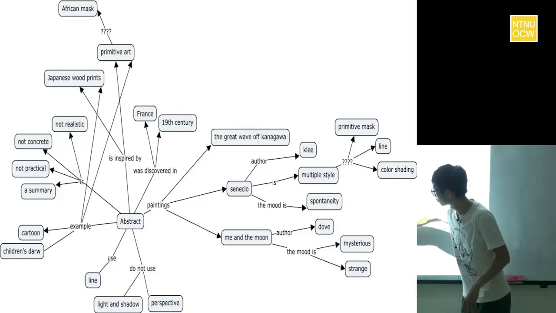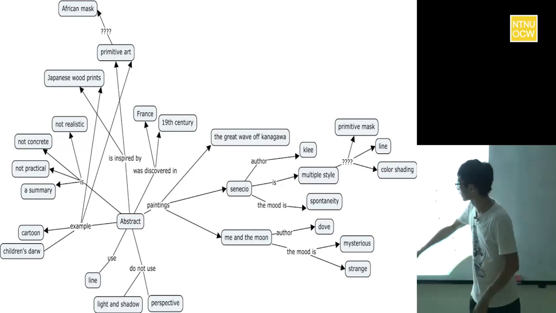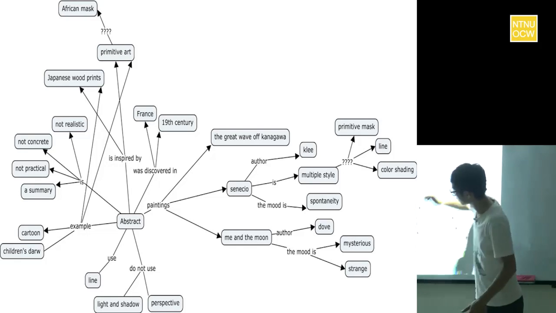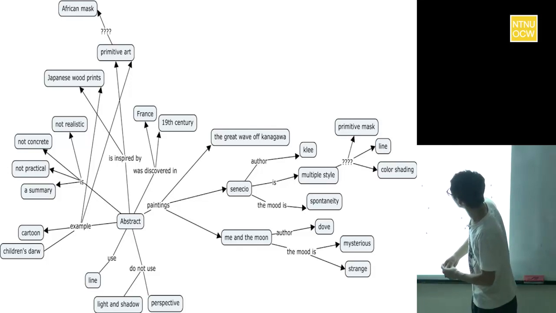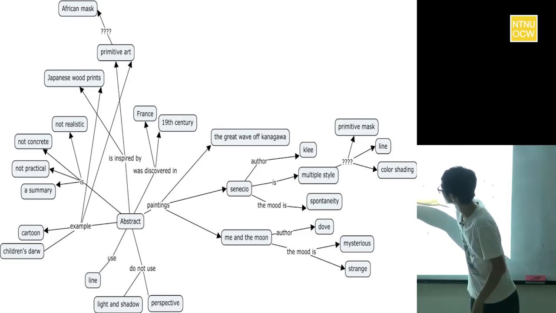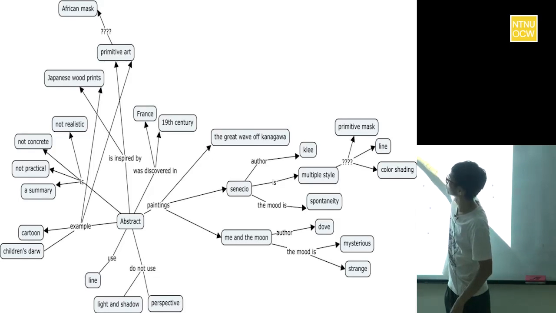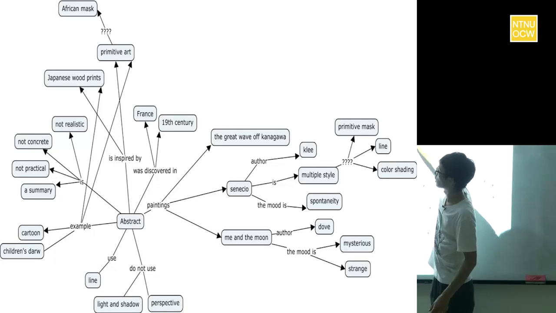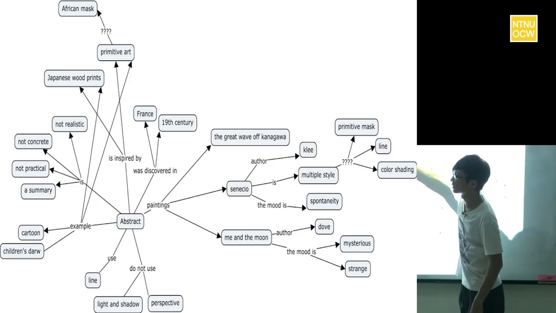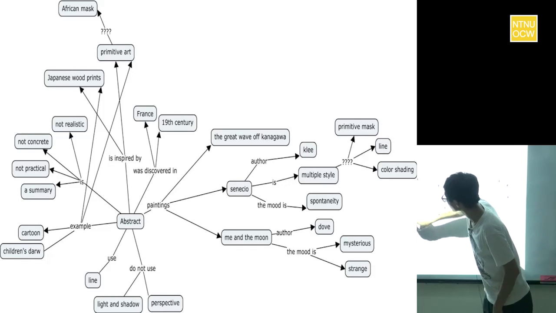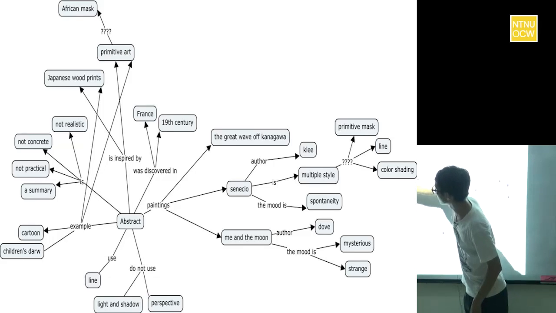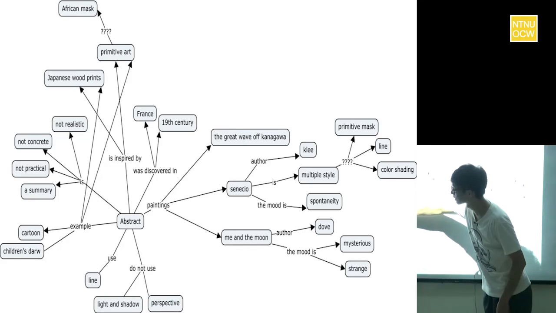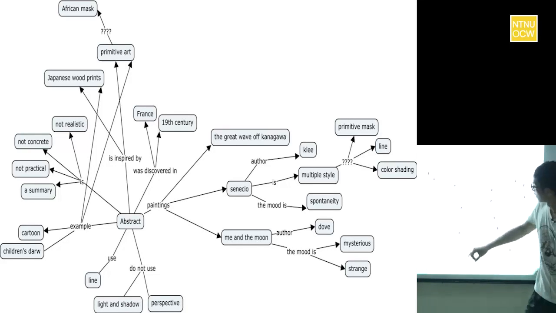And so in the beginning, we know abstract branches in many different ways. So abstract is inspired by what? By primitive art and African mask, remember? And also Japanese wood print, okay? And the abstract is what? Is not realistic, not concrete, not practical, and it's a summary. Yeah. Okay.